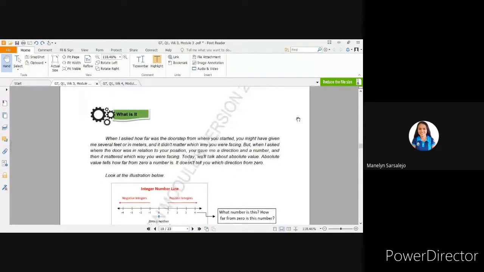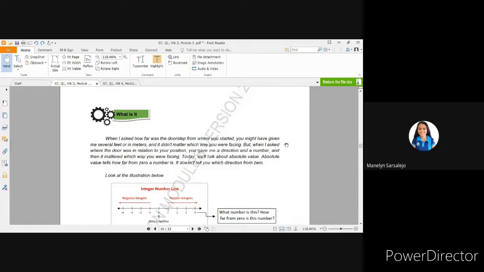When I ask how far was the doorstep from where you started, you might have given me several feet or in meters, and it didn't matter which way you were facing. But when I asked where the door was in relation to your position, you gave me a direction and a number, and then it mattered which way you were facing. Today we'll talk about absolute value.